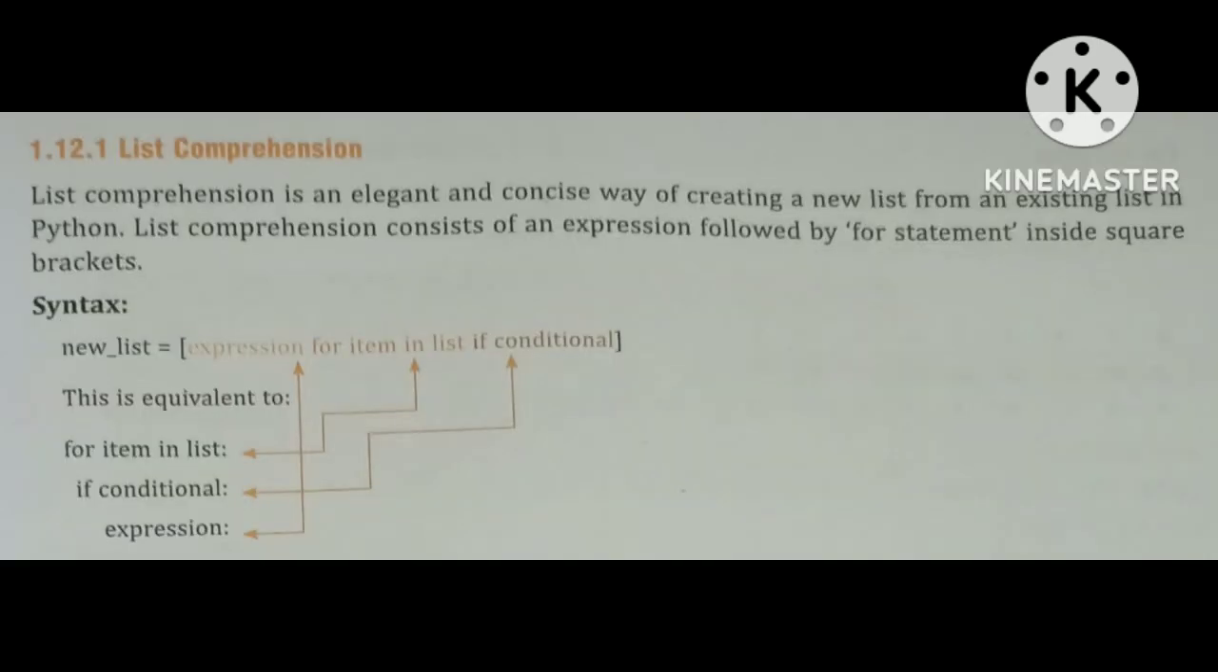Now we will look at list comprehension. List comprehension is an elegant and concise way of creating a new list from an existing list in Python. List comprehension consists of an expression followed by for statement inside square brackets. Syntax: new list equals to expression for item in list if conditional.